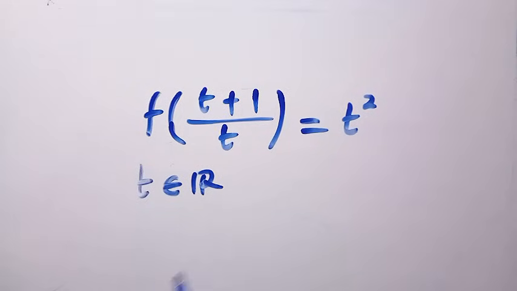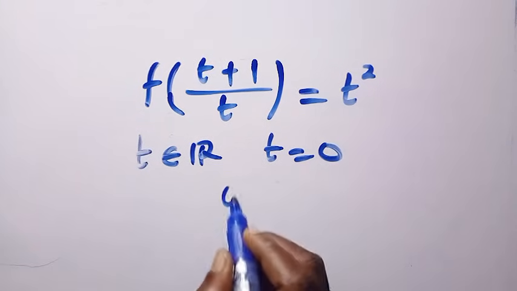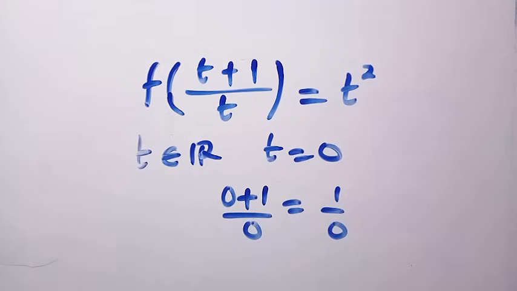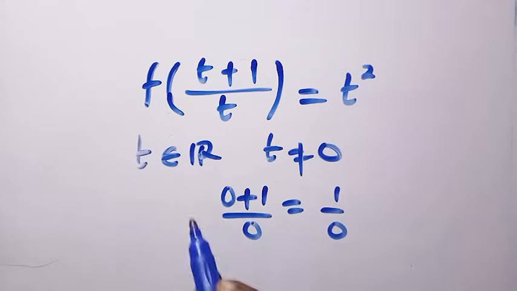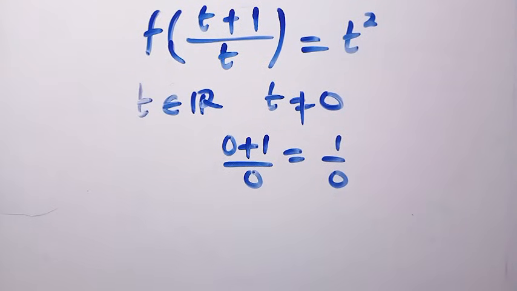Suppose I test for t to be equal to 0. So if t equals 0, what I'm going to have here is 0 plus 1 over 0. And this is 1 divided by 0. If you have 1 over 0, this is undefined. So t must not be equal to 0 if you want to have a successful function at this point. So now after we have known that t is not equal to 0, we are going to start solving and we get only f of t.